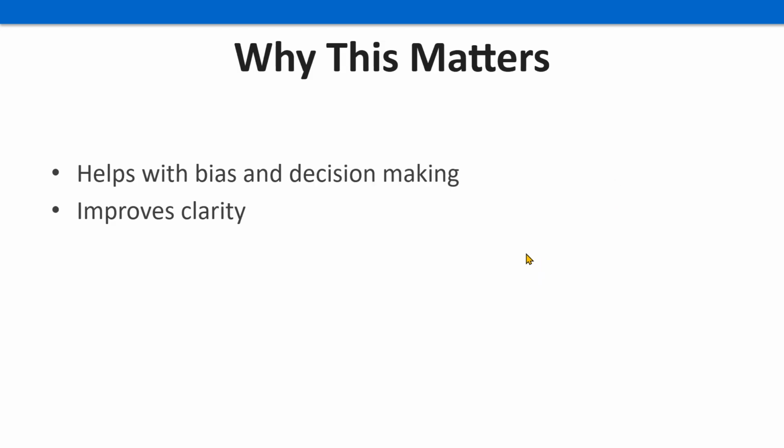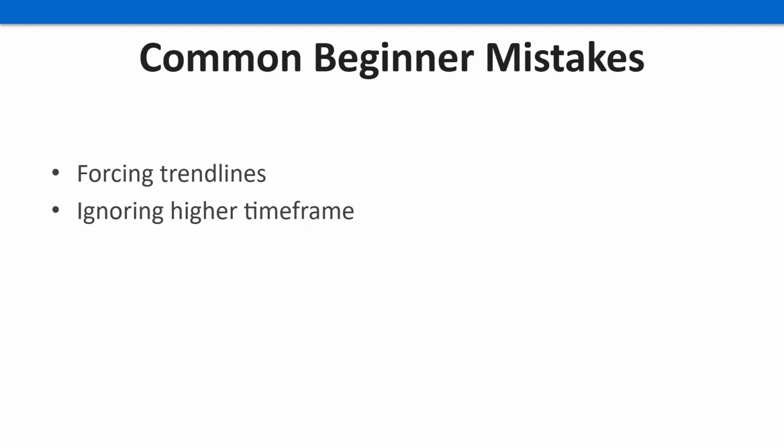Now, why does this matter? When you understand structure, you stop guessing direction. It helps with bias, patience, and decision making. Common beginner mistakes are forcing trend lines where they don't belong, drawing lines on every candle, and ignoring higher time frames.